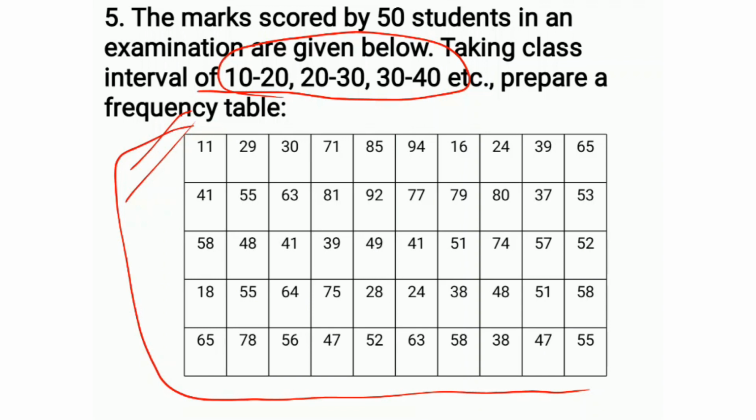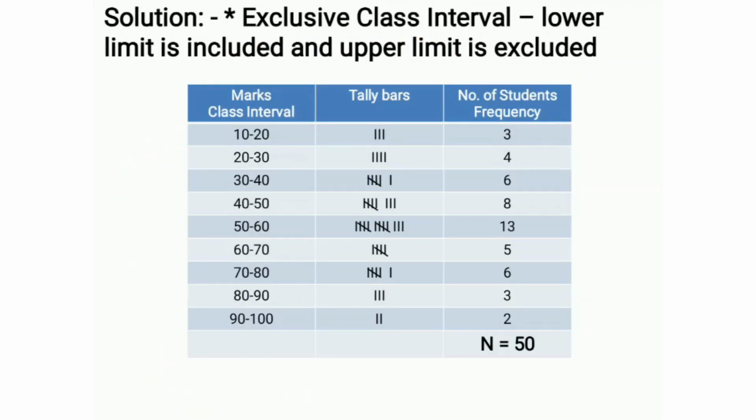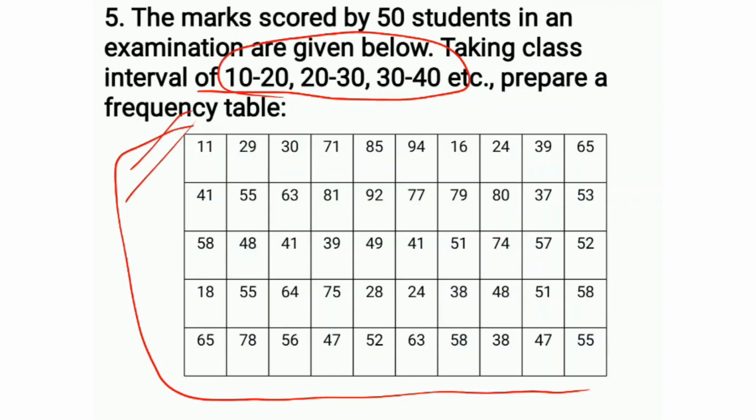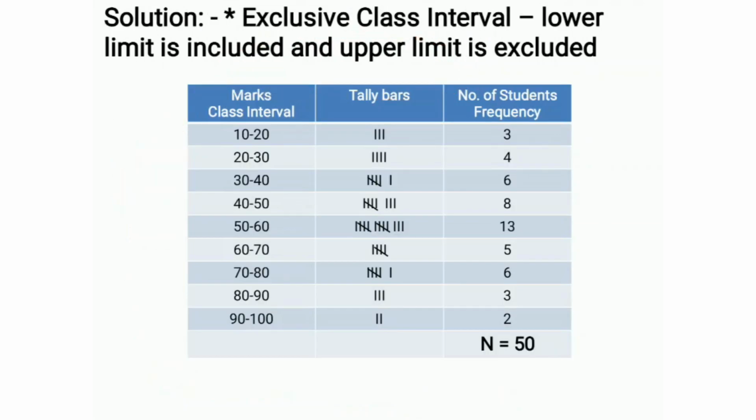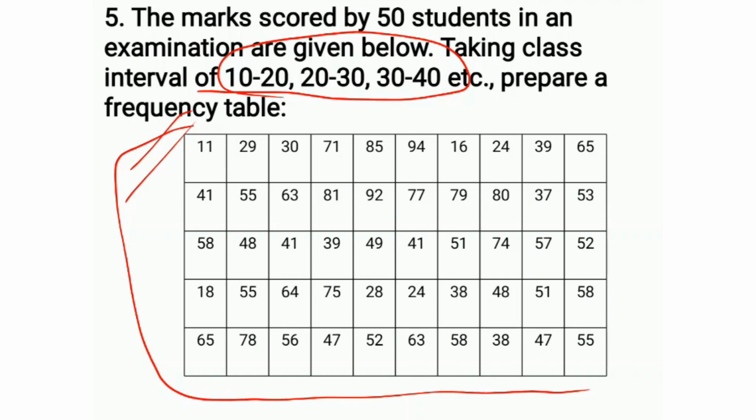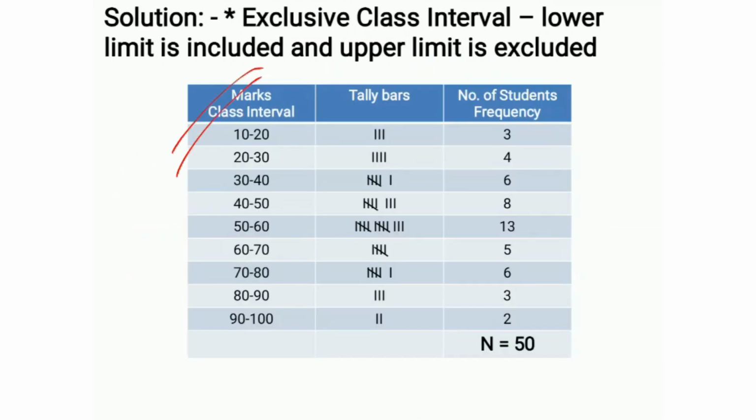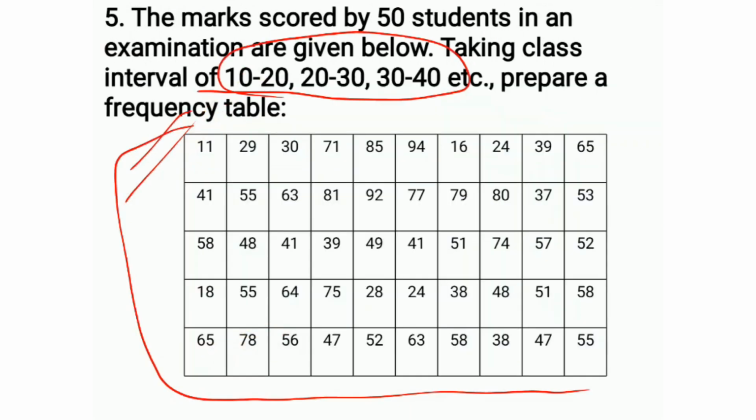Straight away we'll go with the solution. So the class interval, you can write it down. The minimum value starts from 11, so you can start from 10 to 20. It is already given as 10 to 20. So 10 to 20 up to 90 to 100. Why have I taken 90 to 100? The maximum value is somewhere around 90 plus, 92.